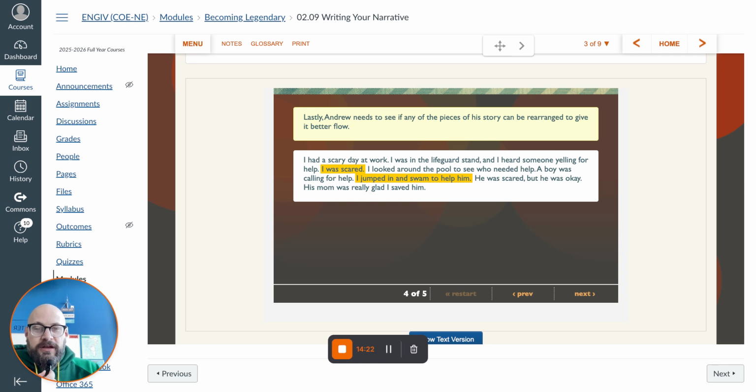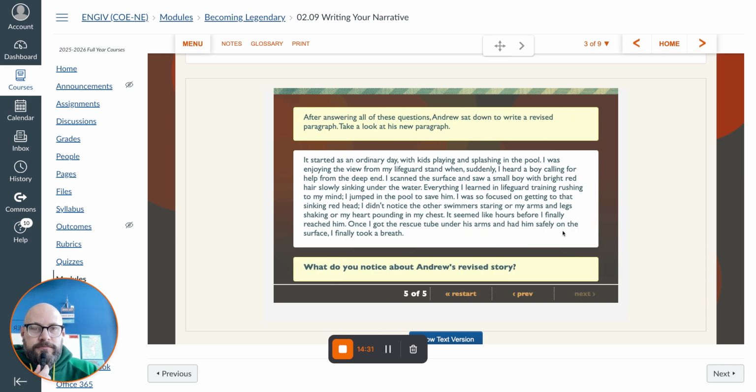So here he's looking at these 2 sentences. I was scared. I jumped in and swam to help him. How could we rearrange this? After answering all these questions, Andrew sat down to write a revised paragraph. Take a look at his new paragraph.